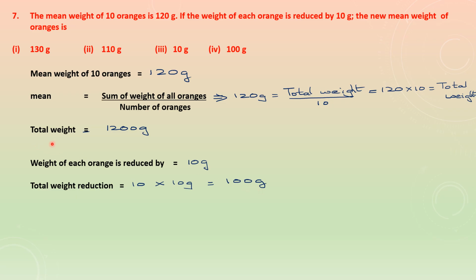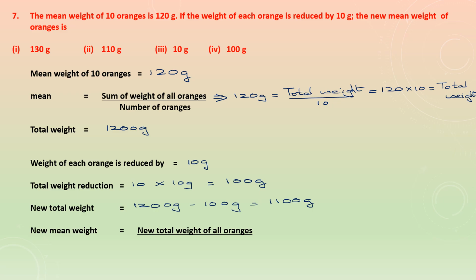So now we have to find the new weight. So let's find the new total weight. That will be the total weight minus the weight reduction here. That is 1200 grams minus 100 grams. And how much is that? 1100 grams. So this is the new total weight.